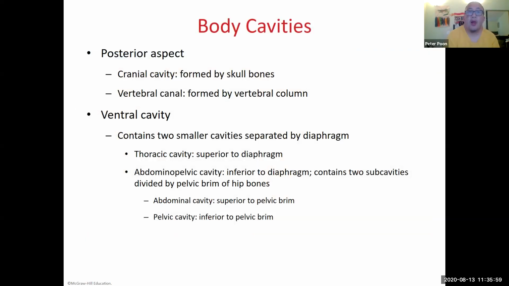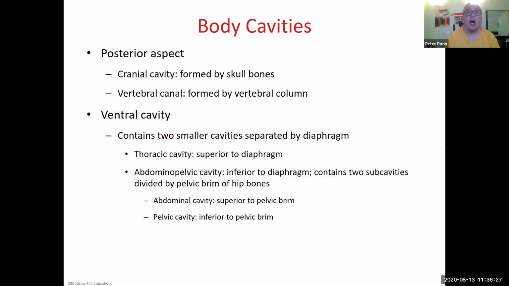Okay, now there are two cavities in the body, two big holes in the body. So the ventral cavity, and the posterior cavity or the posterior aspect, also known as the dorsal body cavity. Usually I like dorsal and ventral body cavities. It's just more common parlance.